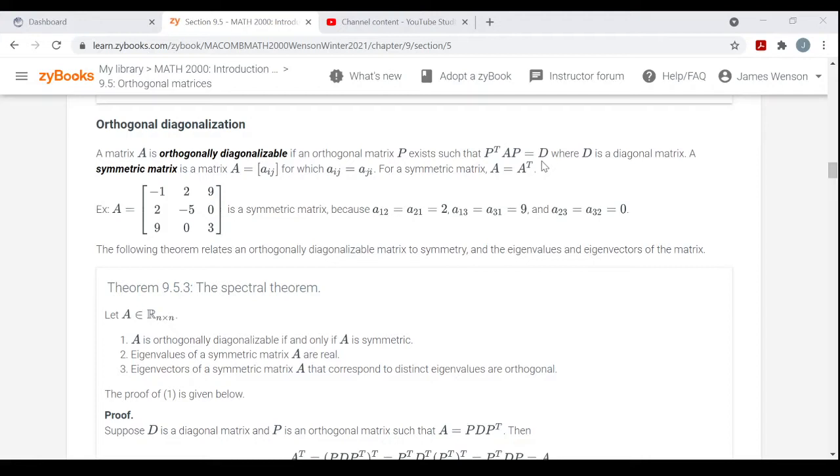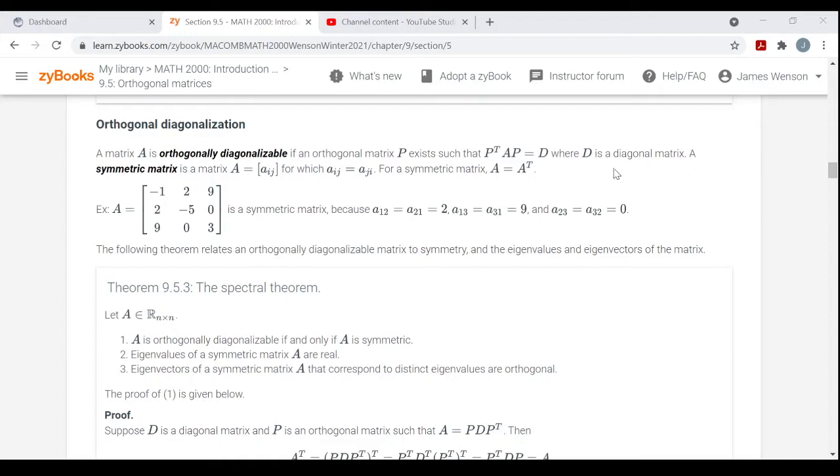So remember when we were just talking about diagonalizable, you just had to find an invertible matrix such that P inverse times A times P was a diagonal matrix D. This is one step further. This is like, can you find an orthogonal matrix? Not just invertible, but a matrix whose inverse is its transpose. Can you find a matrix like that, such that the transpose times A times P is a diagonal matrix? So it's a little further, a little deeper.